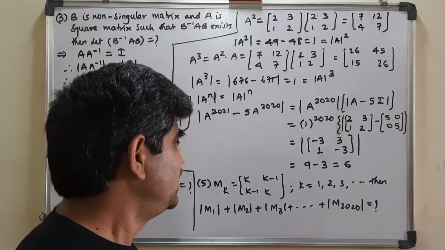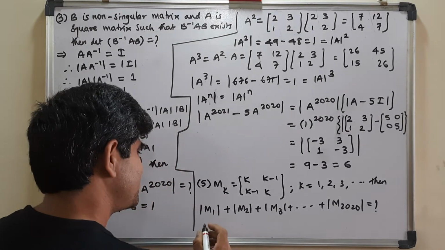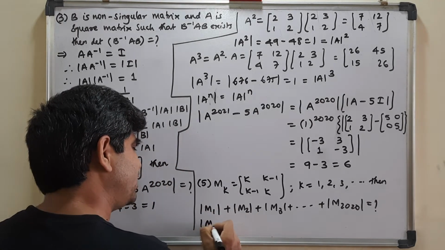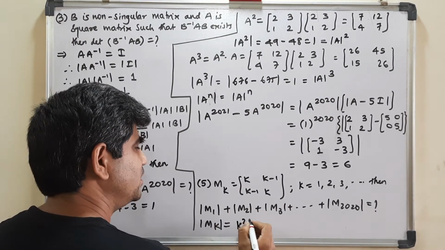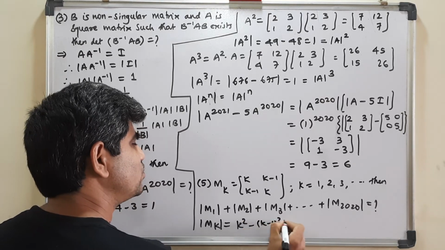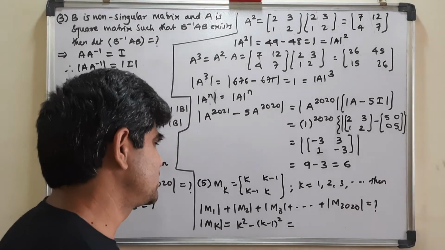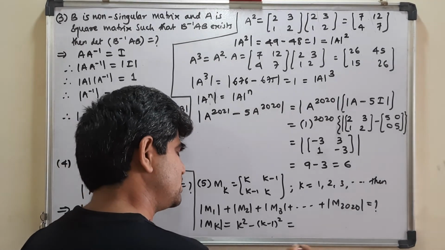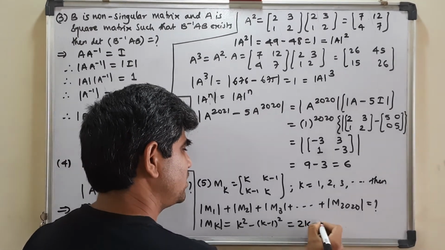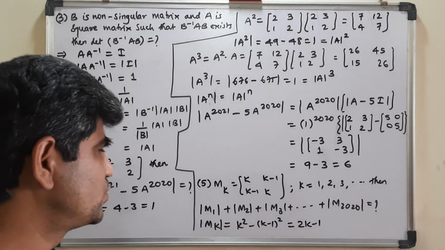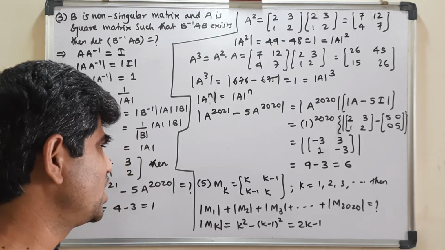Now what is the thing that you have to think on this? Let me find the determinant value of Mk. What it will become is k square, then minus k minus 1 the whole square, agreed? That is k square minus k square plus 2k minus 1. That is 2k minus 1.